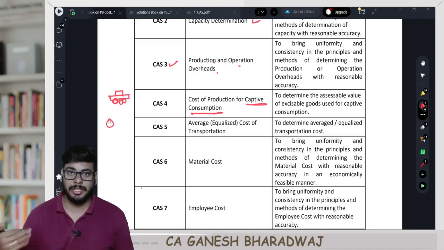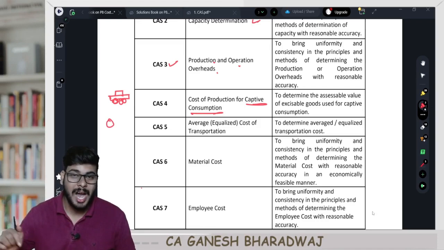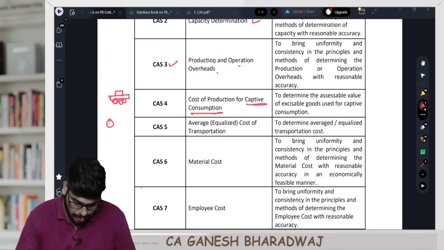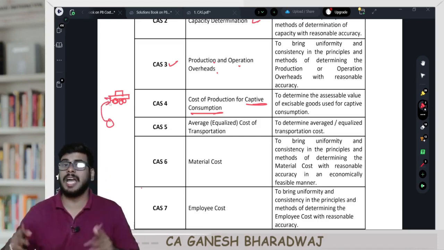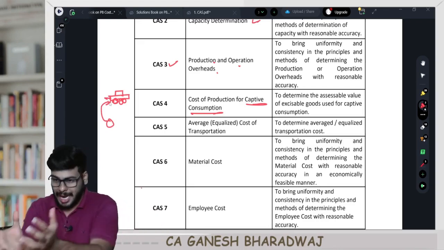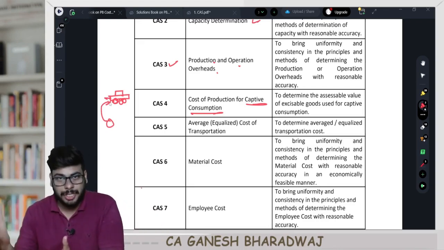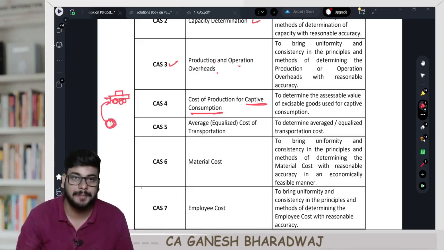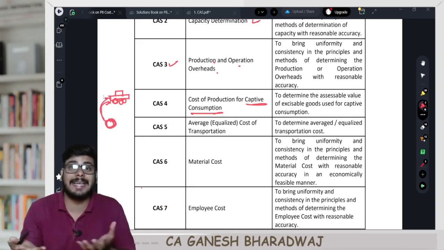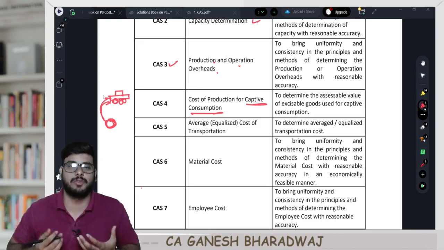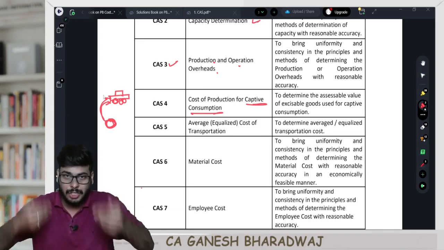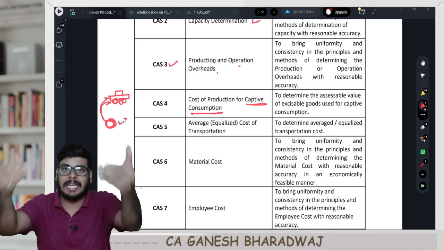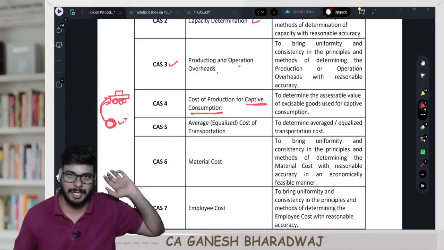Now, sir, are you also in the business of selling tires? No, I manufacture tires for the purpose of my car. I will not sell these tires to outsiders. I will manufacture the tire which is used for my final product. So this tire manufacturing is called captive consumption. Captive consumption means I manufacture something and consume it for my own purpose. Are you clear with this?